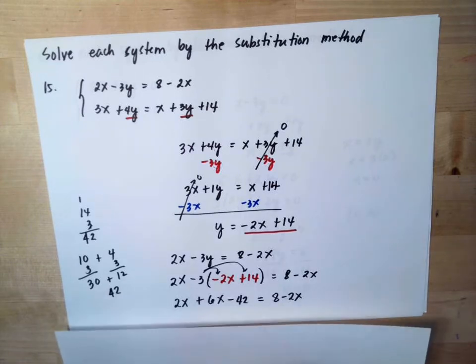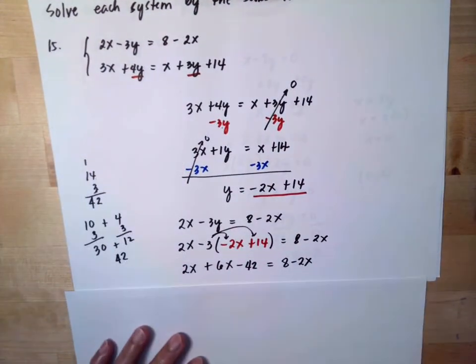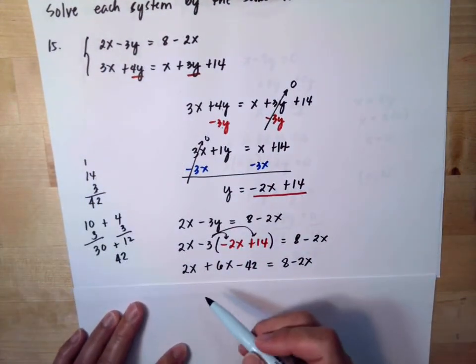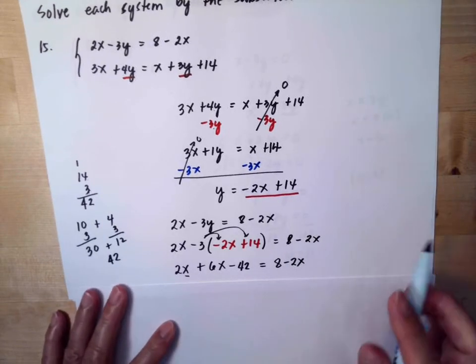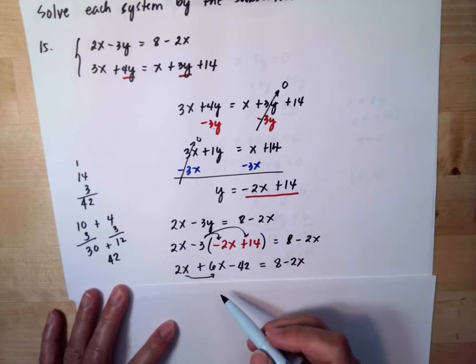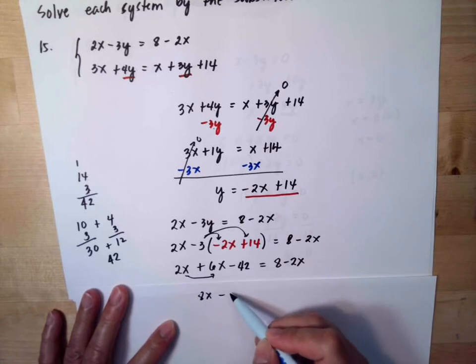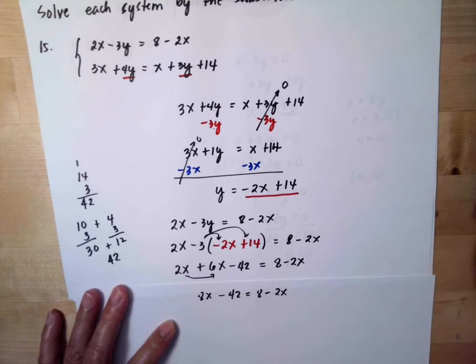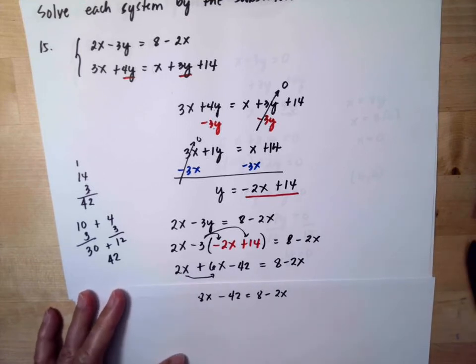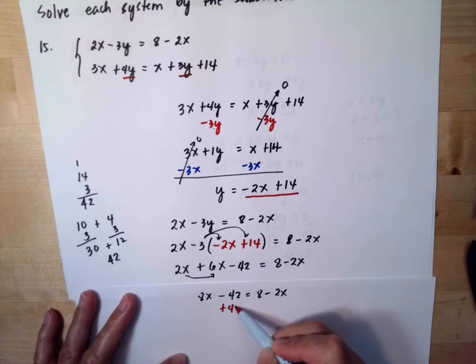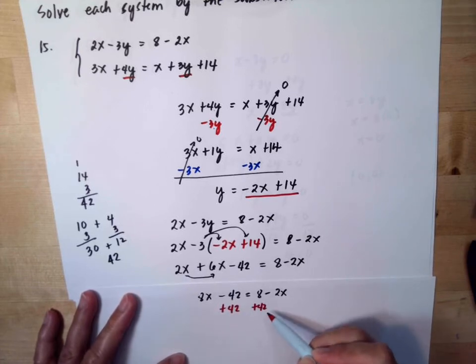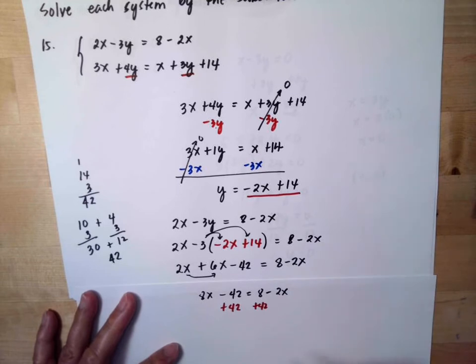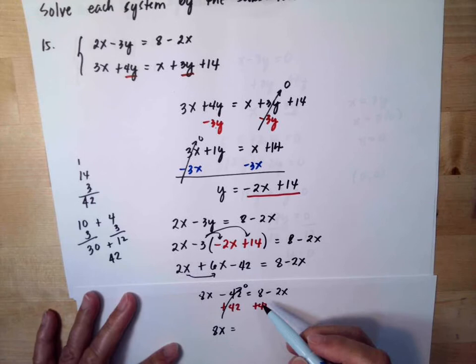So this one, you can say, collect like terms: 2x plus 6x will be 8x minus 42 is equal to 8 minus 2x. So I will add 42 on both sides to move the 42. So plus 42, plus 42. So this will be 0. So 8x will be 8 plus 42 is 50 minus 2x.